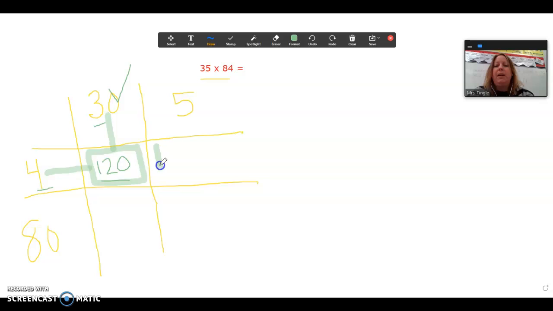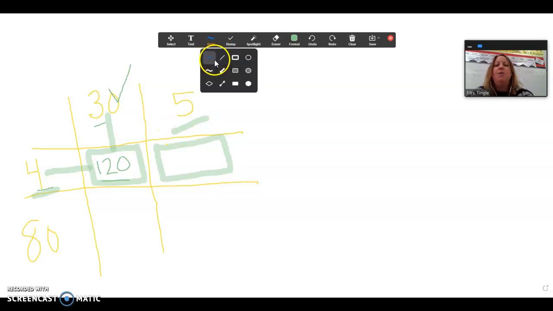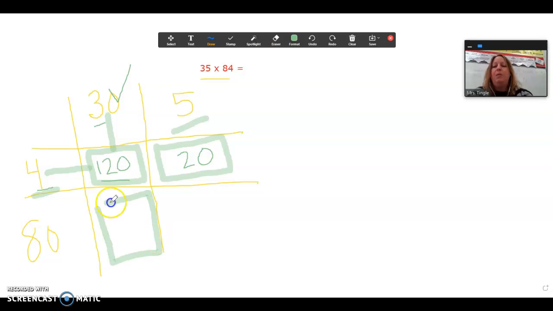We're going to move to our next box here, and we're looking at 4 times 5. 4 times 5 is a basic fact, and that is 20. We're going to scoot down to our next row, and we are looking at 80 times 30. Again, don't worry about 80 times 30. Just look at the basic fact. 8 times 3. 8 times 3 is 24. 80 ends in 10. 30 ends in 10. So 80 times 30 is 2,400.